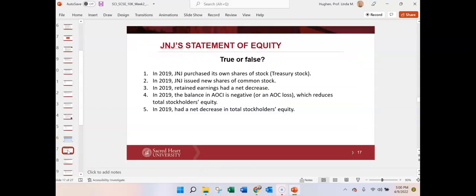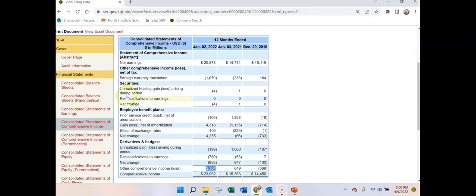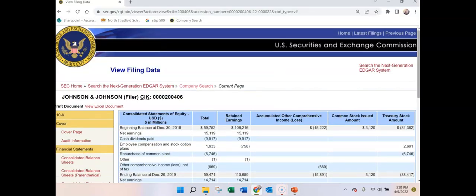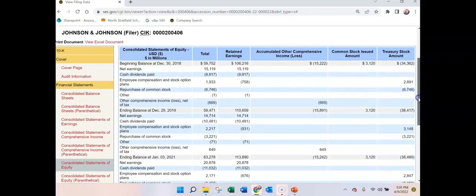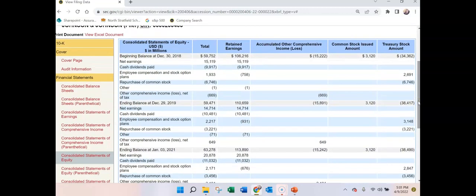Next, we have some questions. Let's do a very high-level analysis of the statement of stockholders' equity for Johnson & Johnson. We looked at this very quickly. We see a table that looks very similar to the one that we created, except we showed changes from the beginning of the reporting period to the end of the reporting period.